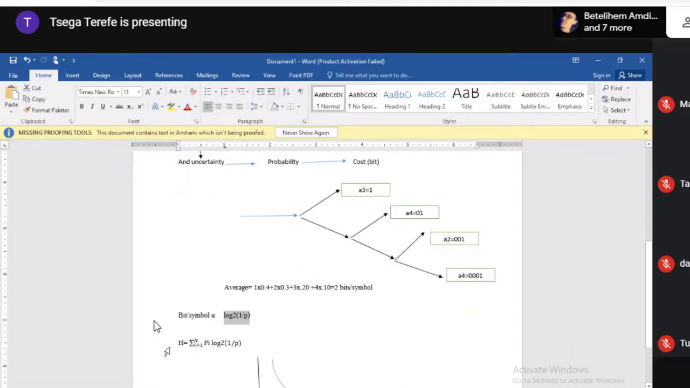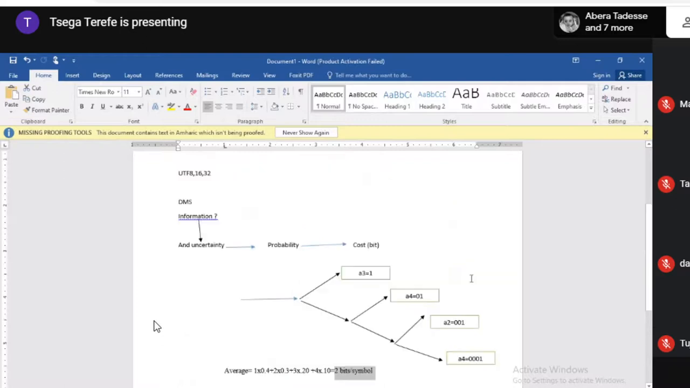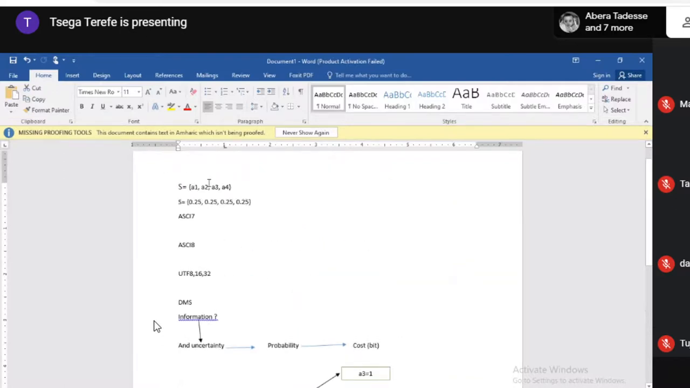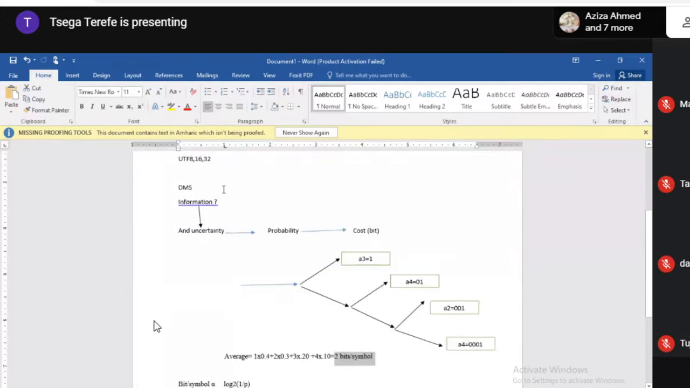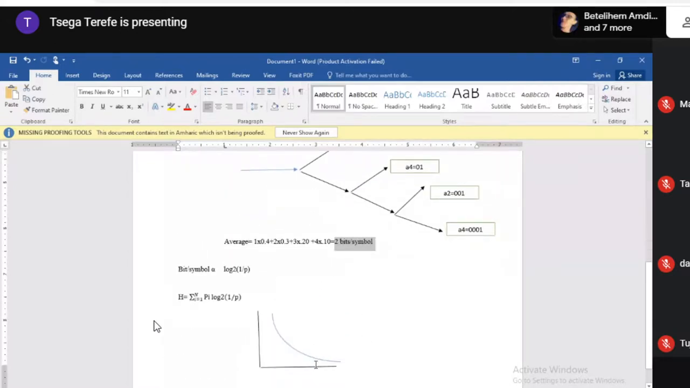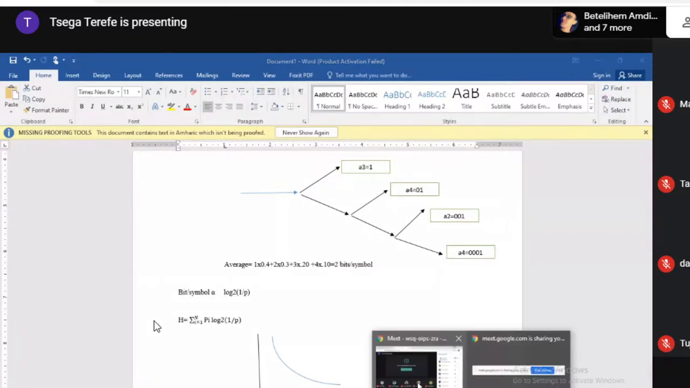Entropy is the uncertainty associated with the source. The more average bits per symbol that you have, the more uncertain you are about the symbols, or you have not modeled the source correctly. In this way entropy measures the disorder, so if it is higher, you have a higher disorder in the system. This is what Shannon and information theory are about.